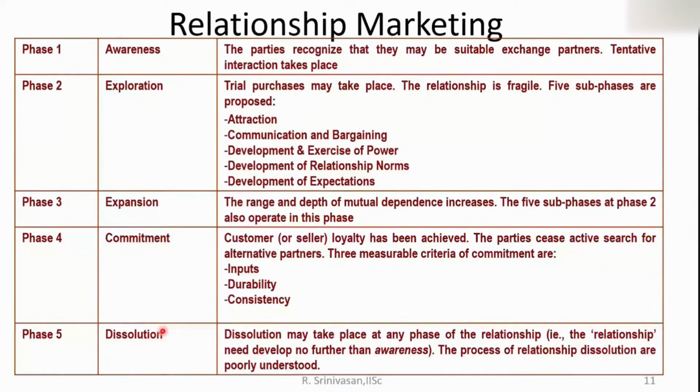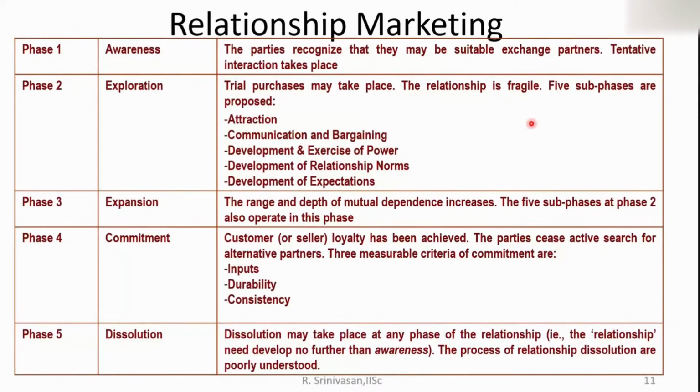What is this relationship marketing? You are going through 5 phases. One is making aware of the product or the market or the brand. Then the parties recognize that they may be suitable exchange partners. Tentative interaction takes place. Then when you explore, what happens? Trial purchases may take place. Relationship has not really formed up. It is fragile.